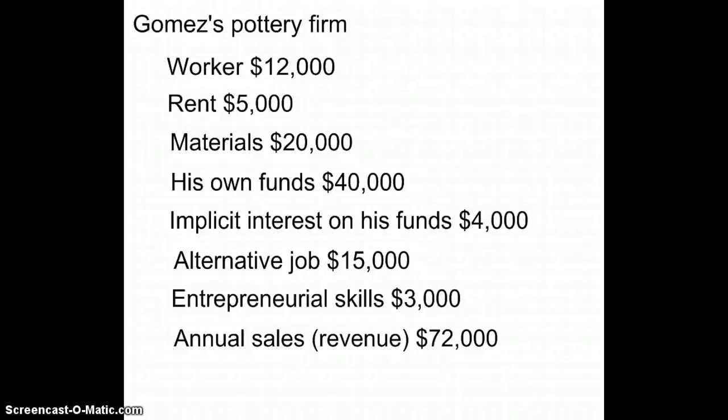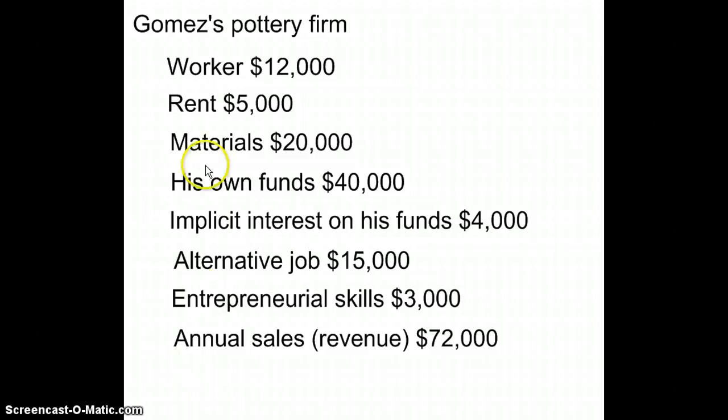I noticed students had a lot of trouble with the question about Gomez's small pottery firm. You were supposed to calculate the accounting profits, normal profits, and economic profits, and you're given all of this information about Gomez's firm. So first of all, what we want to do is make sure we understand what all the explicit and implicit costs are.